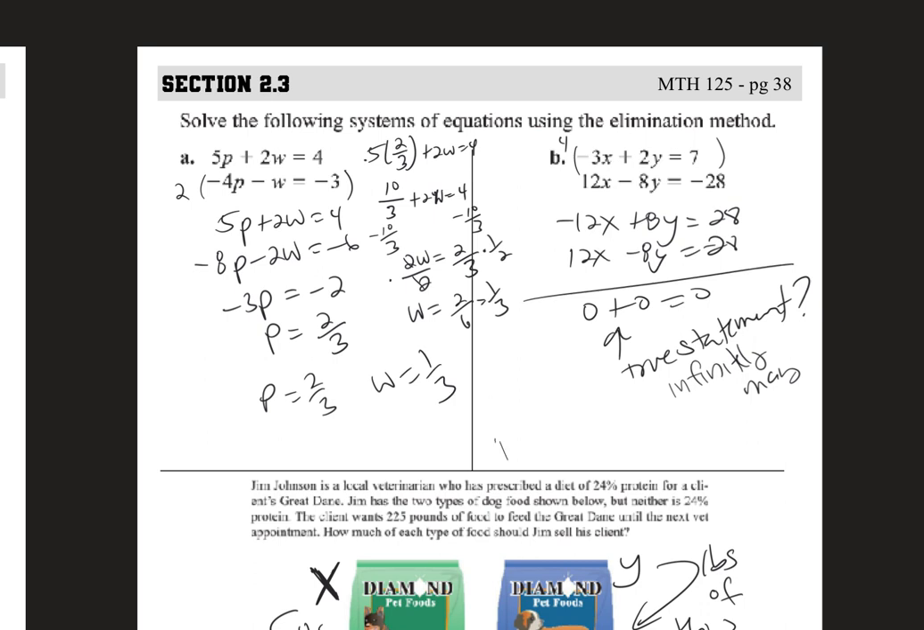If this was a false statement, for instance, if this was 0 equals 2, then this is a situation where there is no solution, and that could be a thing that happens. So make sure you're looking out for those weird situations.